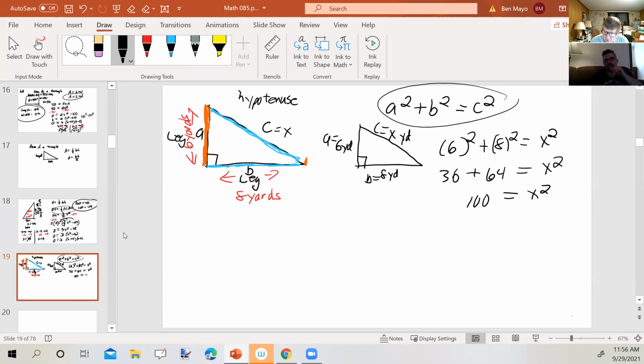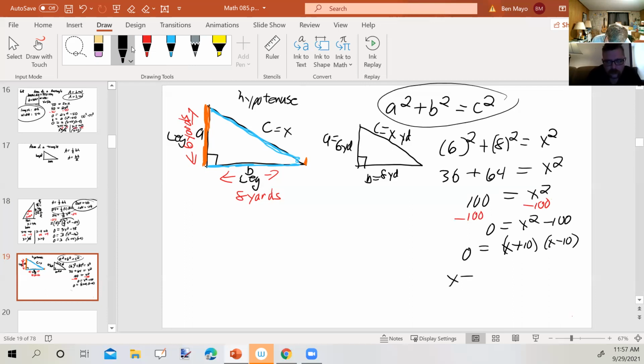100 equals X squared. I have a second degree equation. I'm going to put it in standard form. I'm going to put everything on the right-hand side. So I get 0 equals X squared minus 100. Now I'm going to factor the right-hand side, and that would be the difference of two squares, X plus 10, X minus 10.